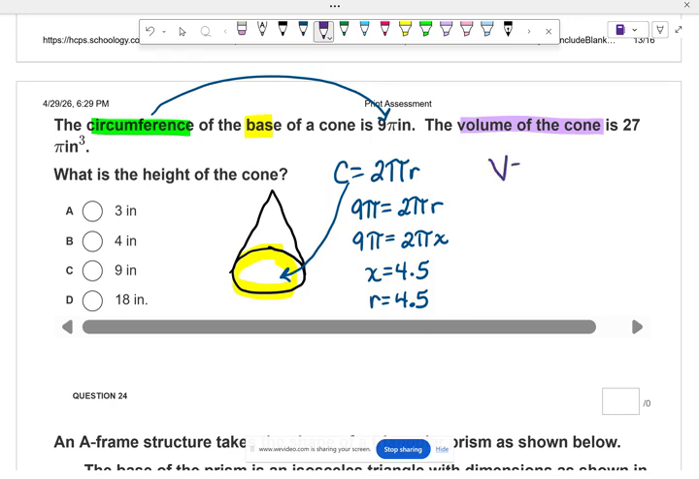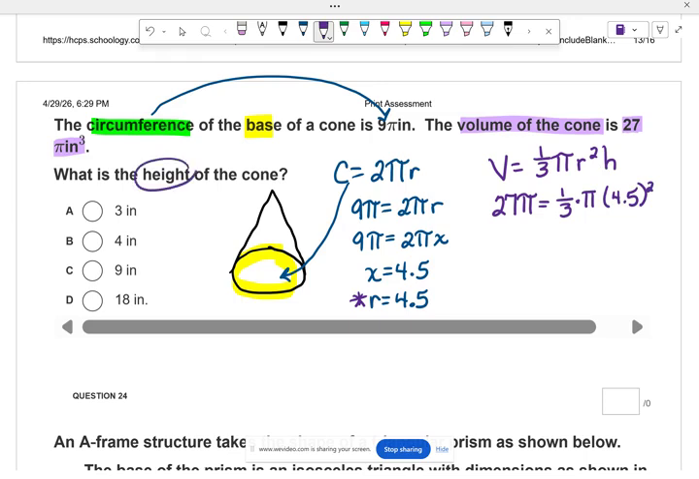The volume of a cone is 1/3 pi r squared h. We know the volume, we got to be so careful here. This could not have cut off at a worse place. The volume is 27 pi. So we're going to take out the v and replace it with 27 pi. We just found out the radius is 4.5. So we plug that in, 4.5 squared.